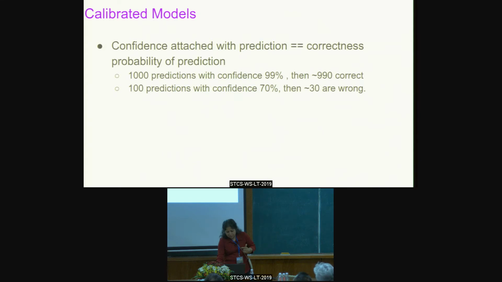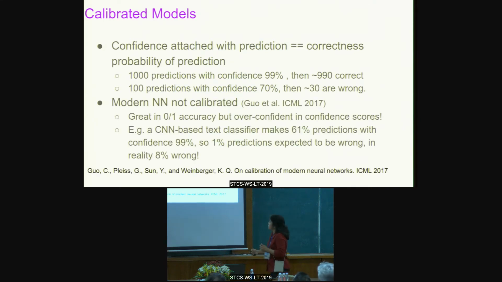But recently there was this paper which appeared in ICML 2017, which showed that even though modern neural networks are so awesome in their accuracy, they are very bad in terms of their calibration. So they provide great 0-1 accuracy, but they are overconfident. So overconfidence seems to be running in multiple layers, right? You are overconfident in the confidence scores.